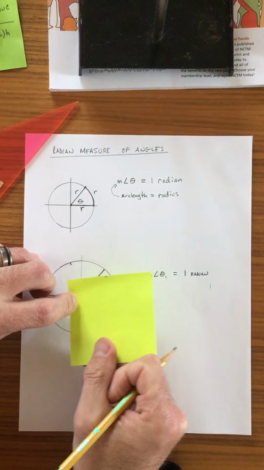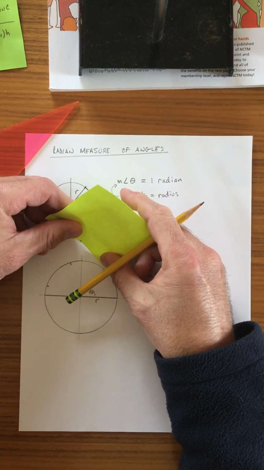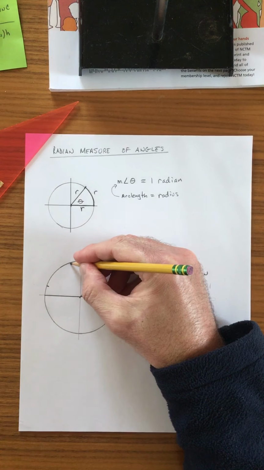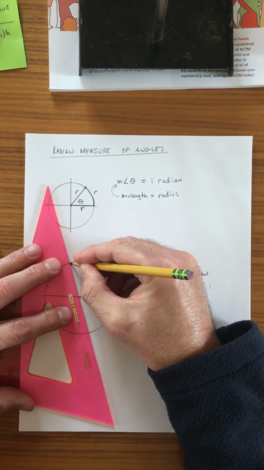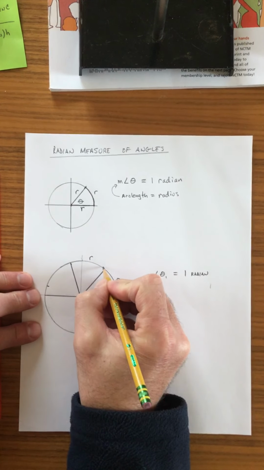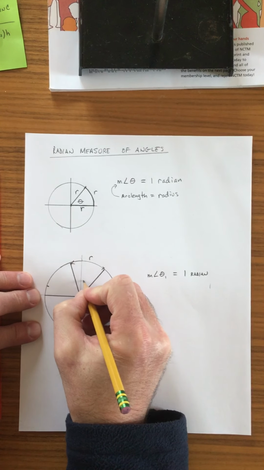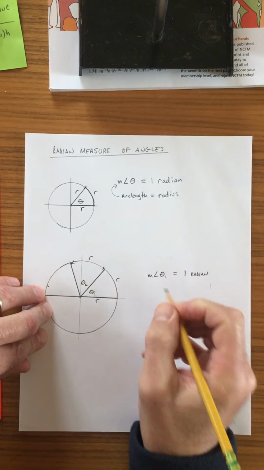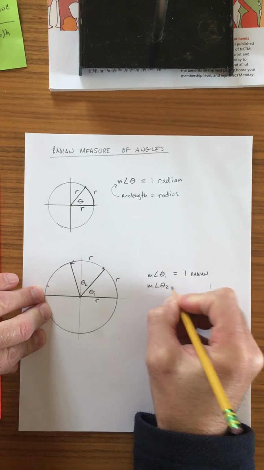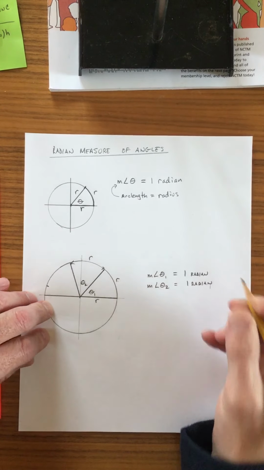Now, I'm going to do it again. I'm going to take that radius, and I'm going to start here, and I'm going to wrap this around to get to that point. And this distance here, that arc length, is 1 radius. And so the measure of angle 2 is equal to 1 radian.